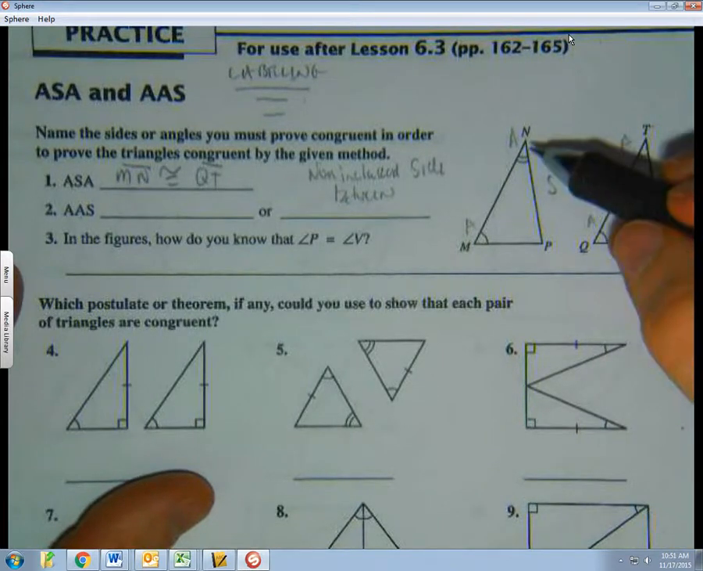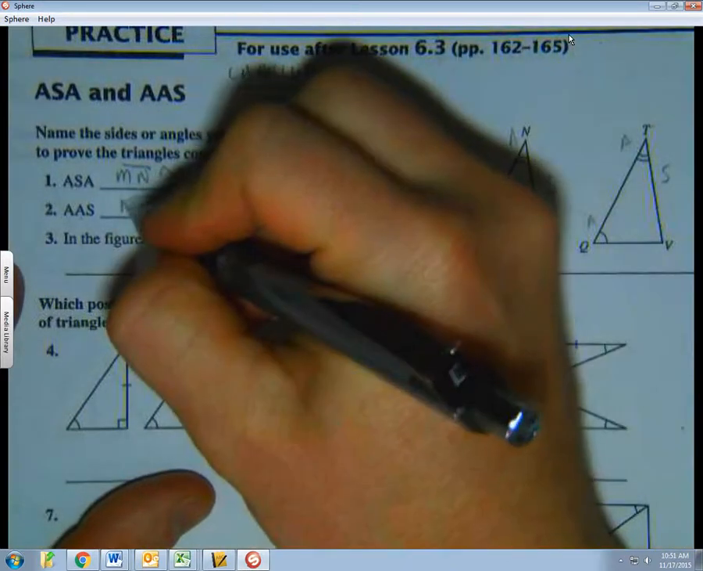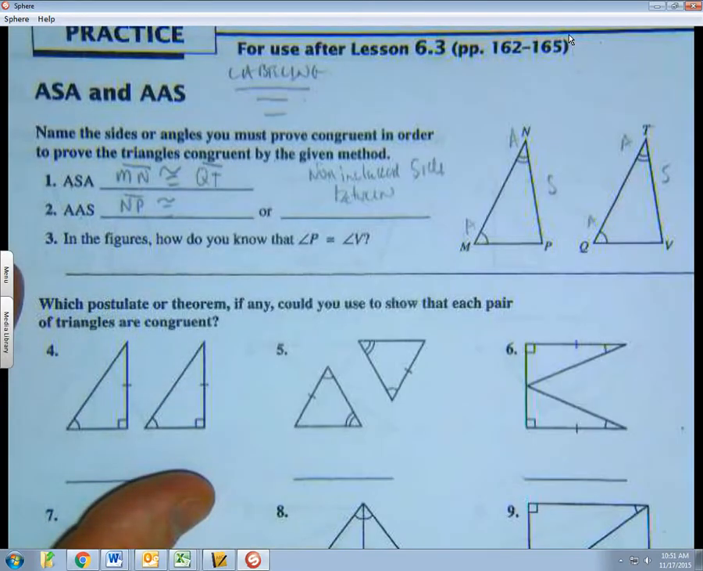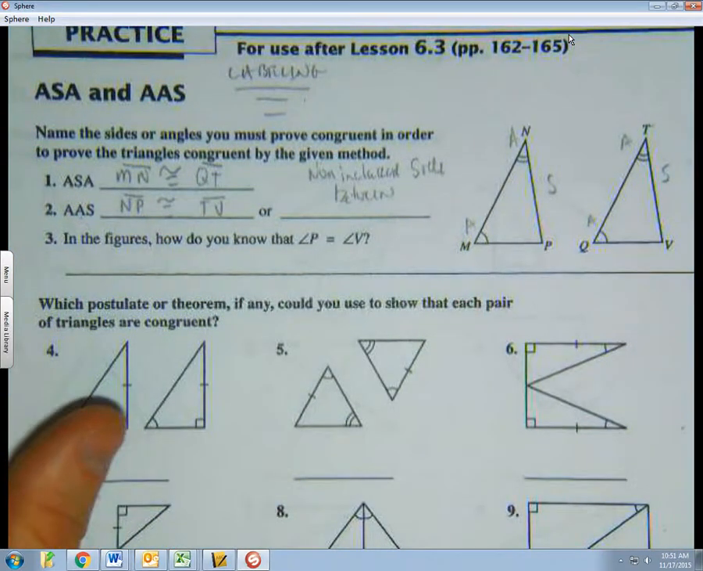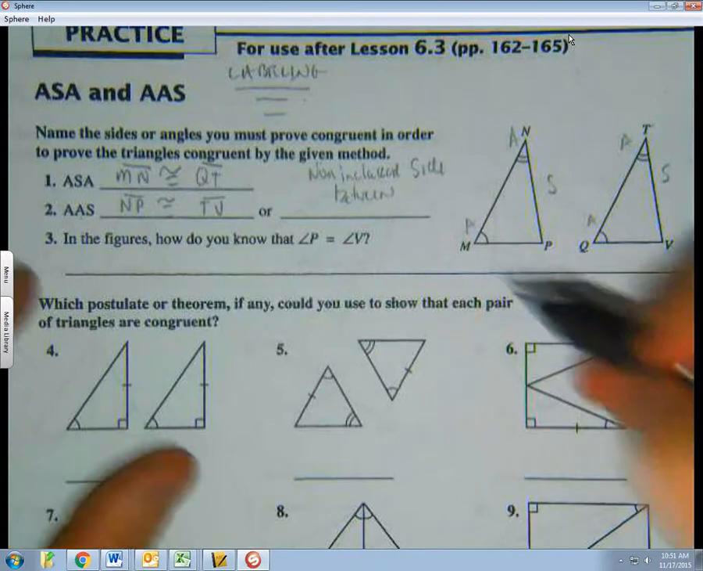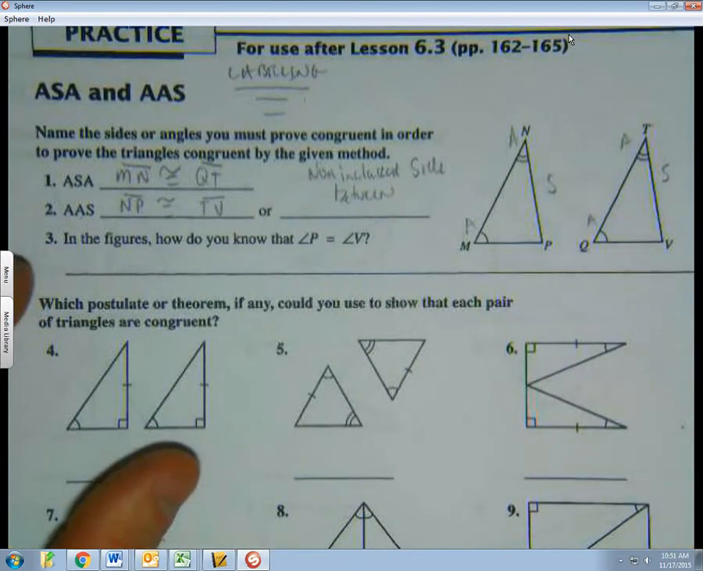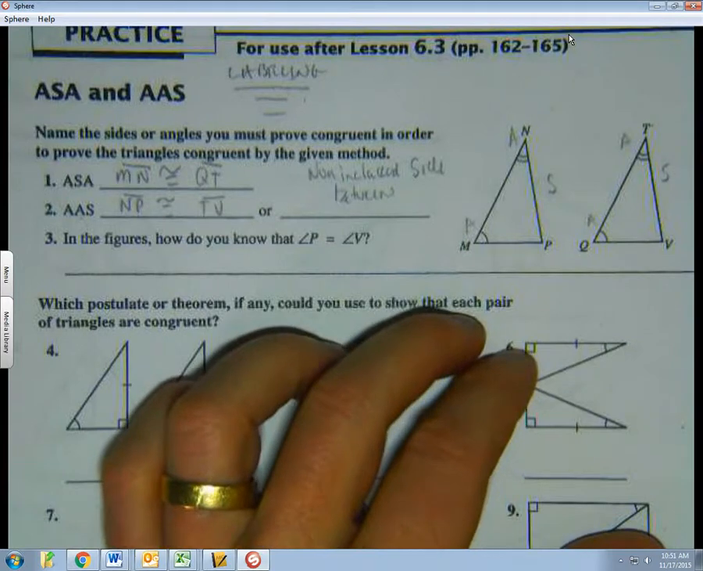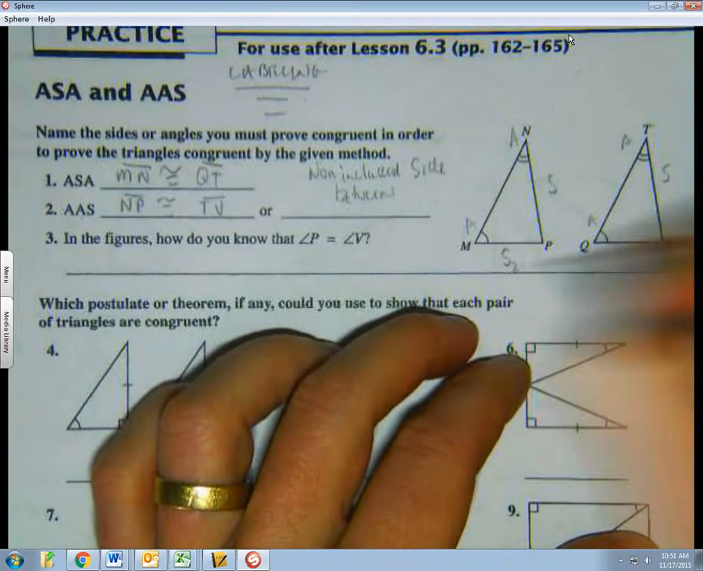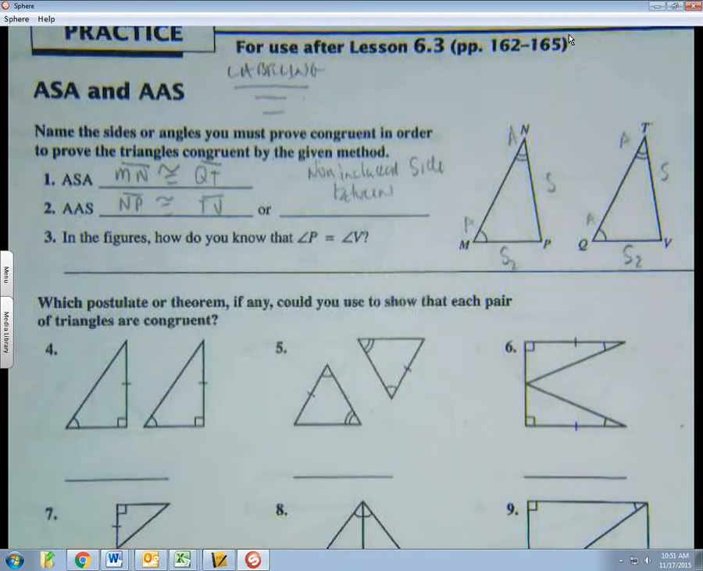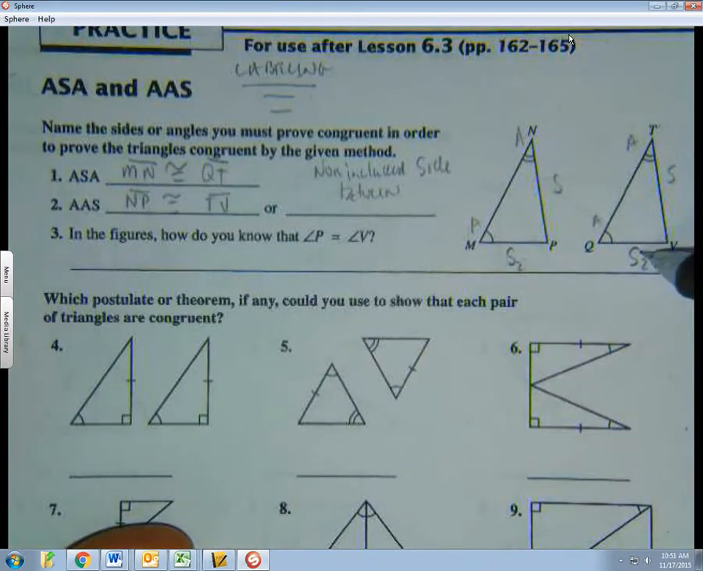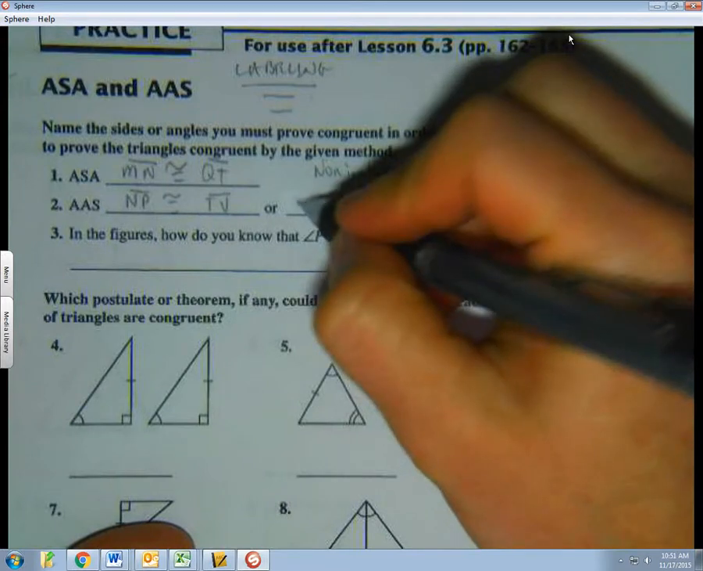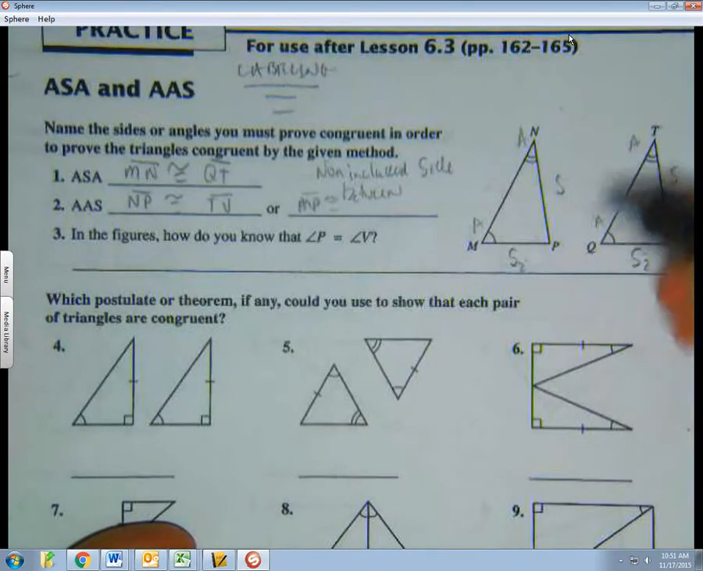Okay, so NP is the same as TV. And then there's one other way we could write it. Like we're going to the right here. If we went to the left, there's another non-included side, and we'll call that non-included side, side 2. So we could also go this way, angle, angle, side, angle, angle, side. That works. It works both ways. Okay, so the other one would be MP is the same as QV.